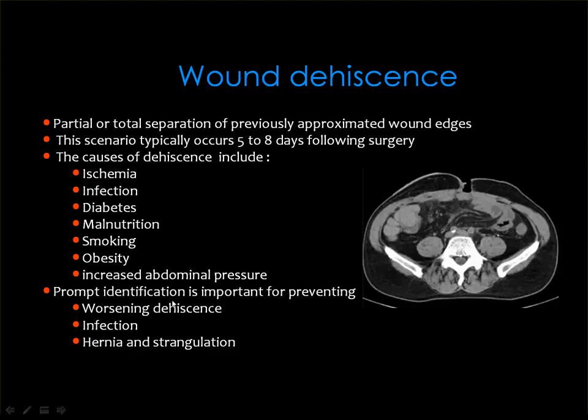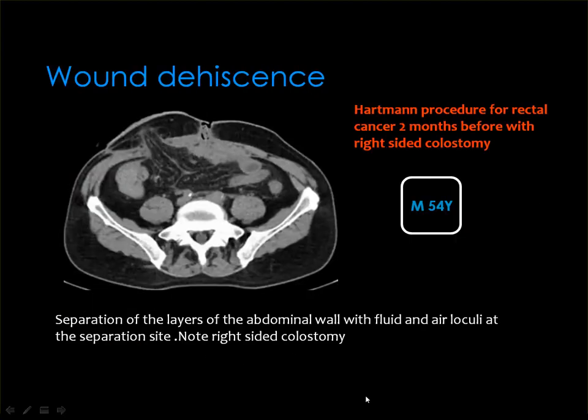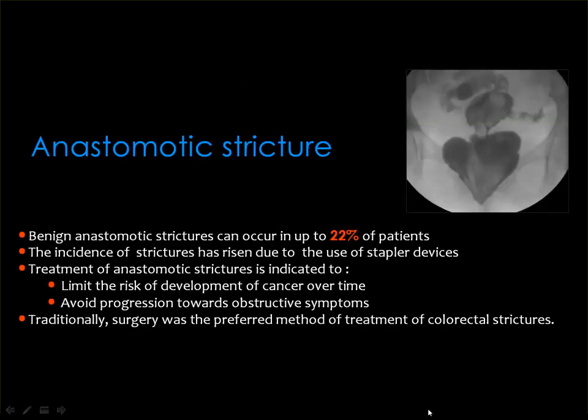You should identify this very quickly and treat it very quickly because of worsening dehiscence, infection, and the hernia with possible strangulation. These are early changes in wound dehiscence, and you see some air loculi as well as fluid density at the suture line. And this is the colostomy, because this patient had a Hartmann procedure.